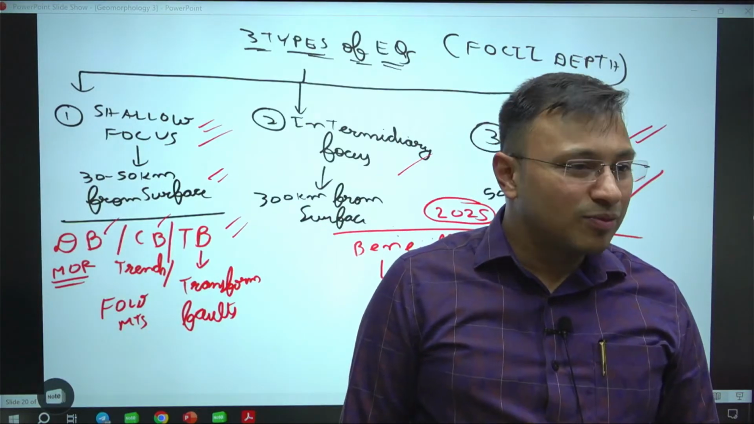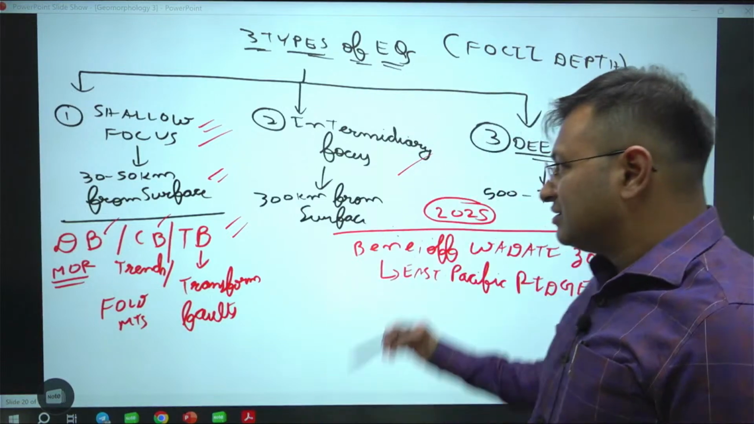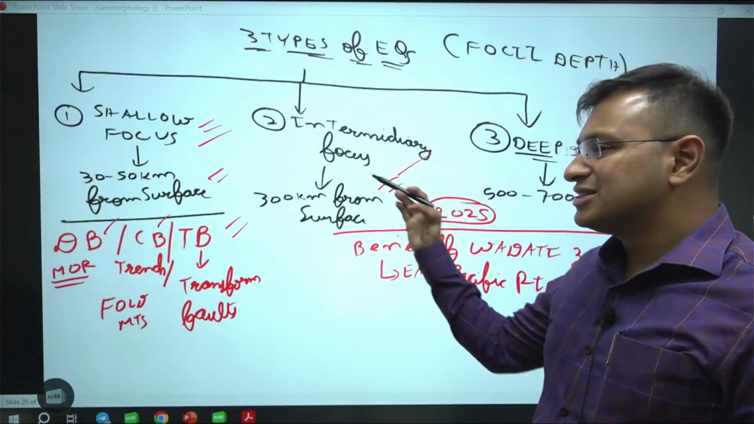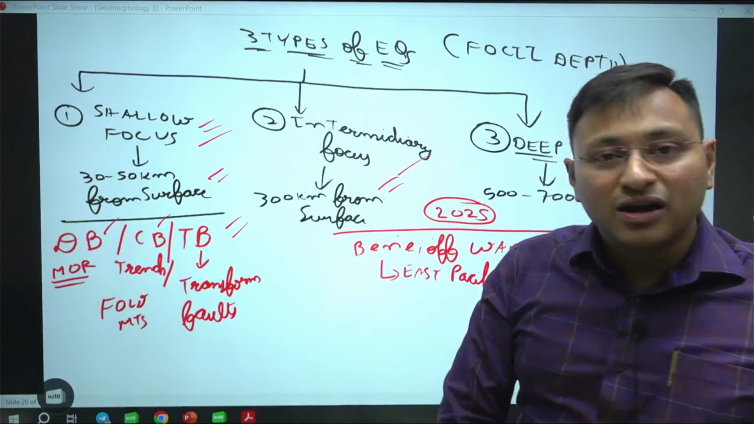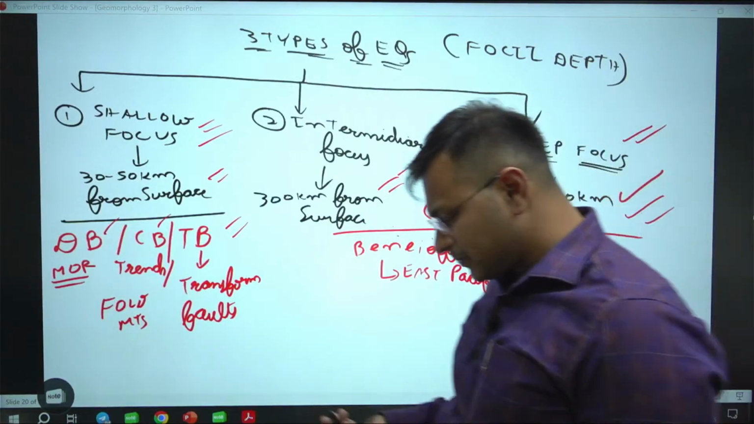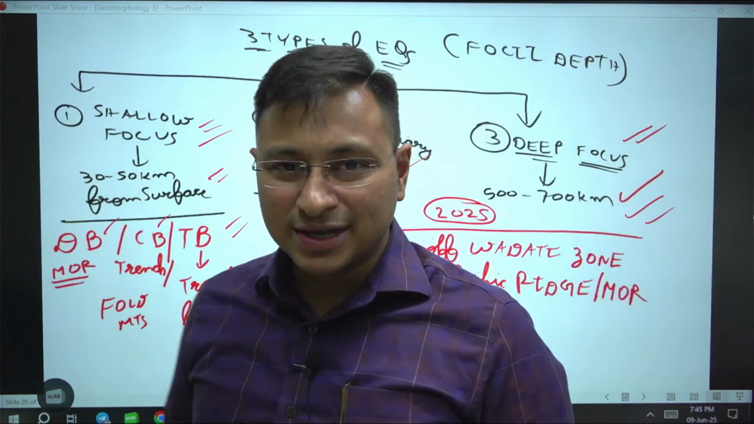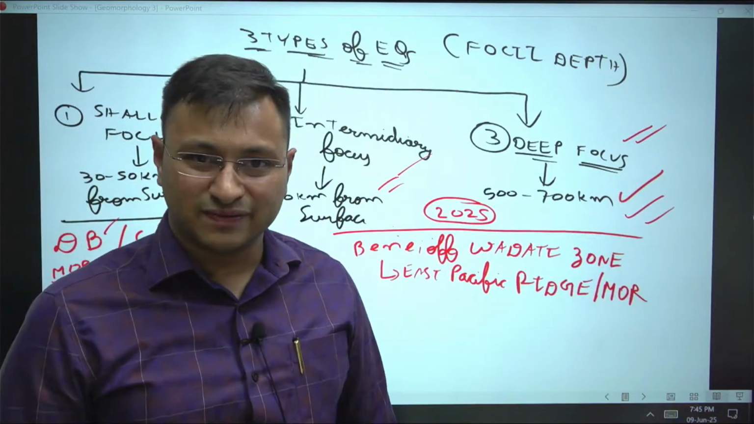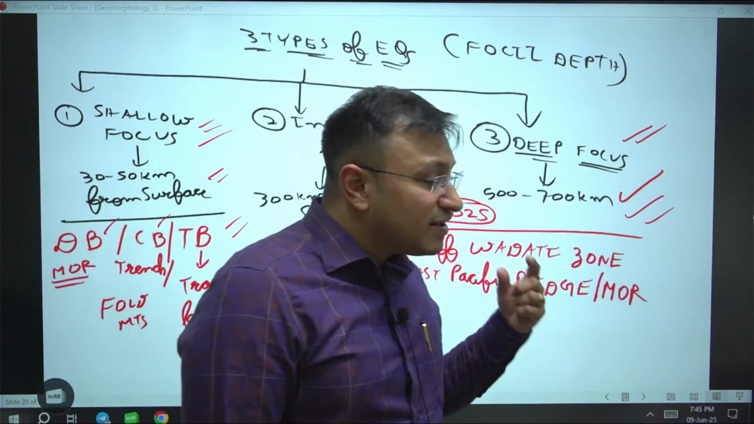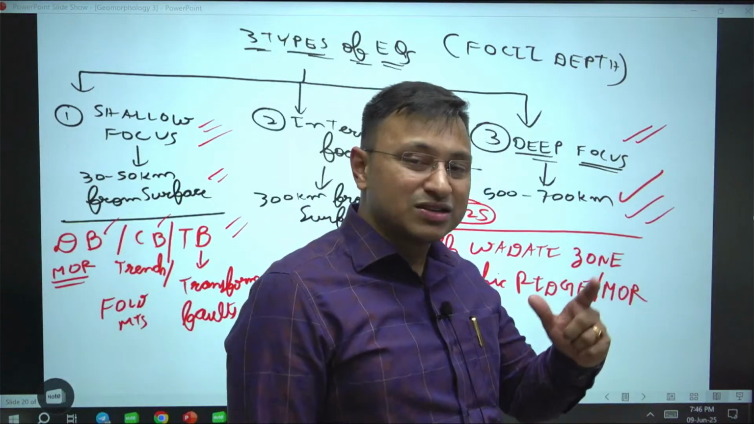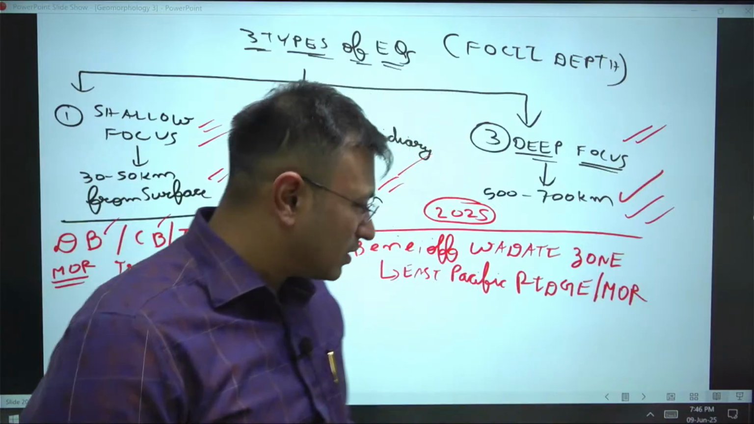This is very important. Then if I'm talking about intermediary focus, the energy is coming roughly 300 kilometers below the surface, and then we are having deep focus earthquakes wherein the energy is coming roughly 500 to 700 kilometers beneath the surface. So now this is a very important current affair, guys. Those of you who are watching this lecture live, please understand this. This zone is very important.